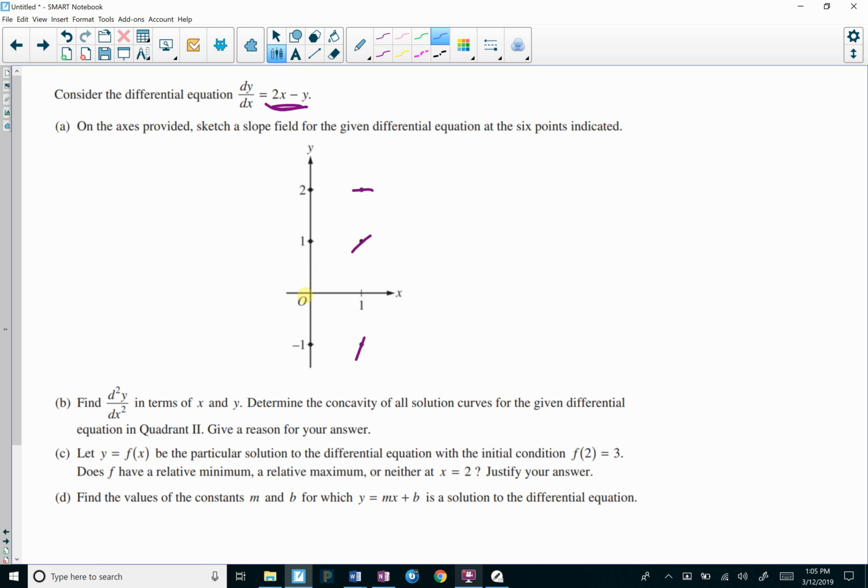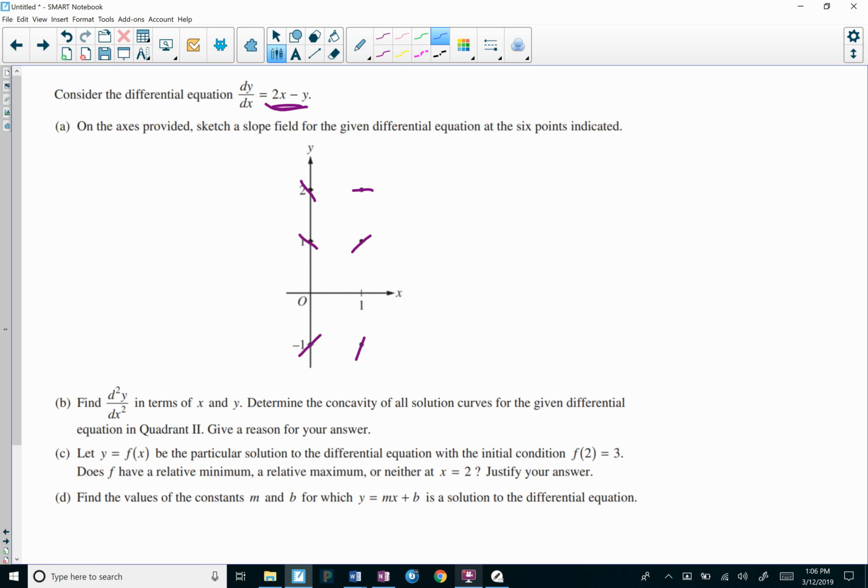At 0, negative 1, I'll get 1. Didn't have a point there, so don't fill that in. A lot of people do. Don't do it. At 0, 1, I have a slope of negative 1. At 0, 2, I have a slope of negative 2. Oops, it's a little too steep there. Okay, there we go. That was an easy 2 points right there.